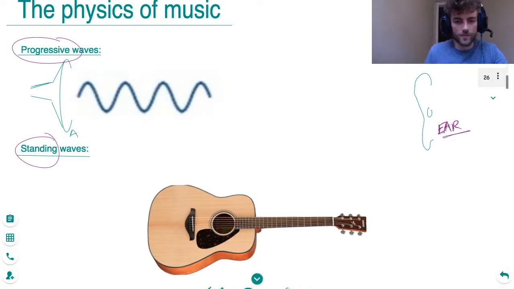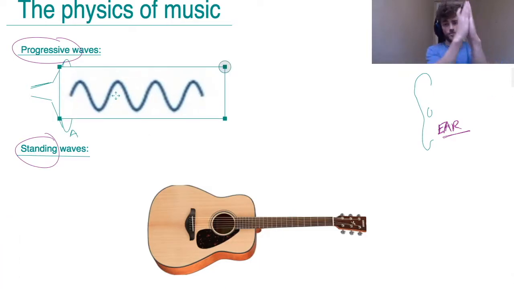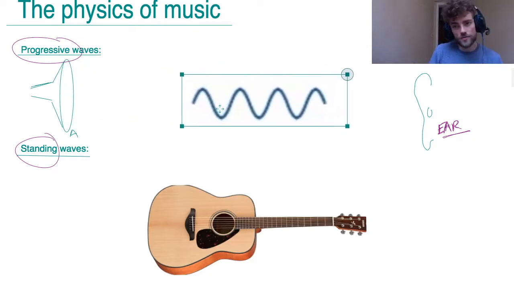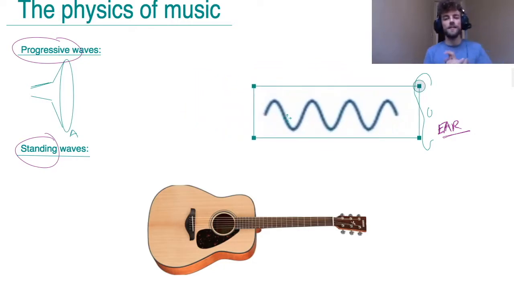So what's a progressive wave? Well, a progressive wave is a wave that goes from one point in space A to another point in space B, and it transfers energy from that point to the other point. For example, if I have a speaker, the speaker vibrates, it causes a sound wave by compression and rarefaction of the air, and that sound wave travels across the air to our ear. This would be an example of a progressive wave.